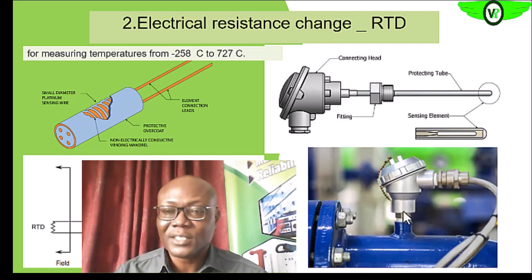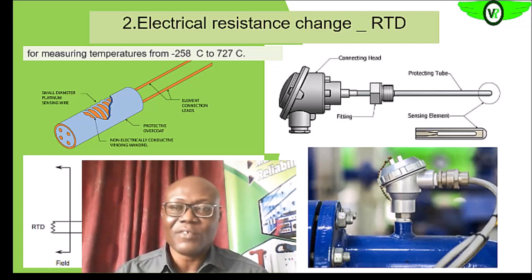You see that the RTD is connected into the process. It has a direct contact with the process. Then the sensor wire is run to the junction box, and from the junction box it is connected to your transmitter or to your controller, and there it could be amplified and sent to wherever it is sent to. So this is another form of sensor, the resistance temperature detector.